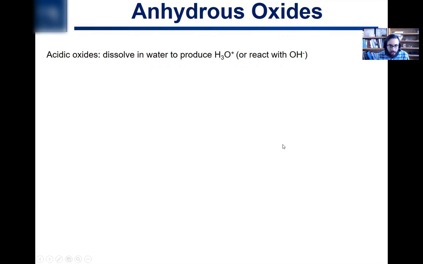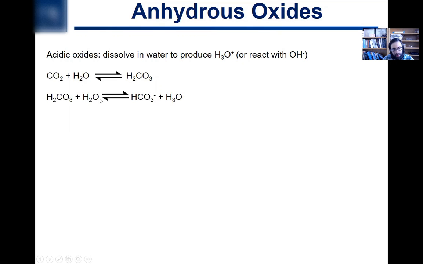Either way, they're acidic if they do this. They're acidic oxides. CO2 is an example of an acidic oxide, an anhydrous oxide that happens to be acidic. Why is that? Well, you can think of CO2 as the anhydrous form of carbonic acid, because you just remove water from carbonic acid and get CO2.